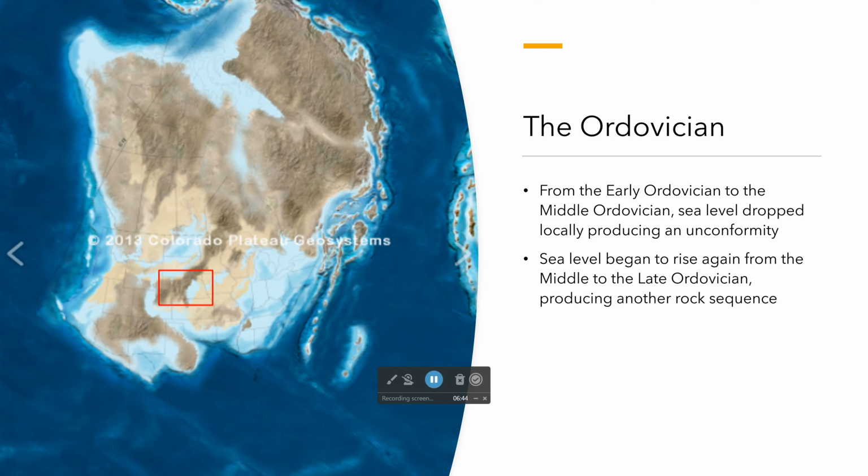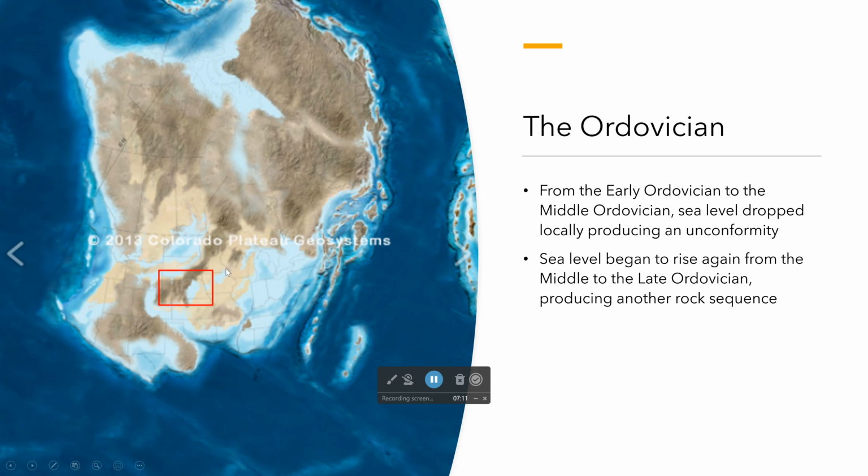Moving into the Ordovician, from the early Ordovician to the middle Ordovician, we're seeing sea level drop locally here. It's producing another unconformity, and so we have that erosional surface, and then we start another characteristic sequence of sandstone deposition. So that indicates that sea level began to rise again from the middle to the late Ordovician, producing yet another sequence of those rocks.